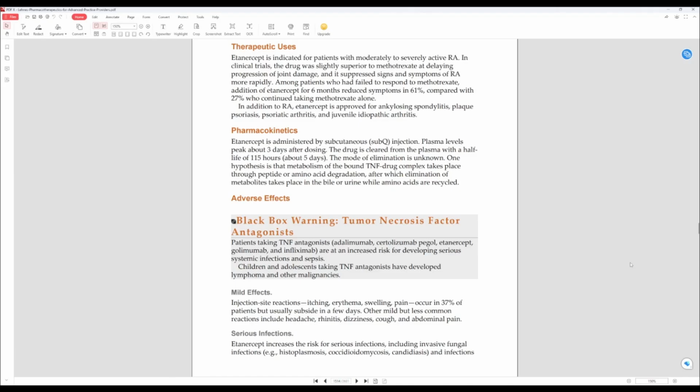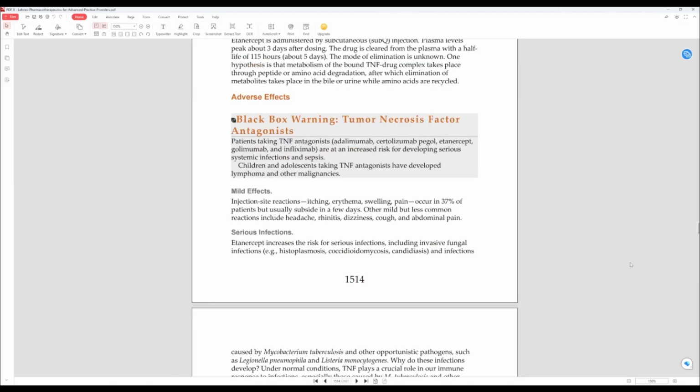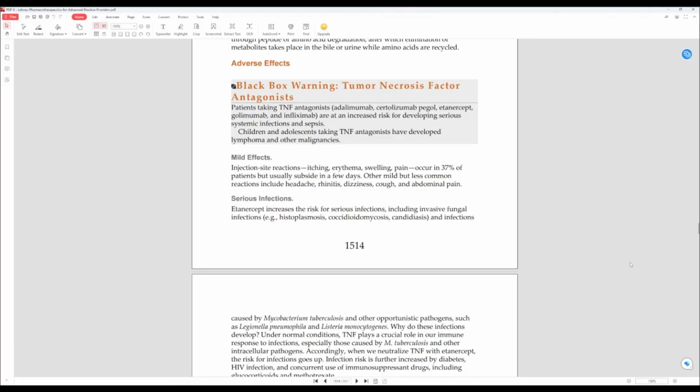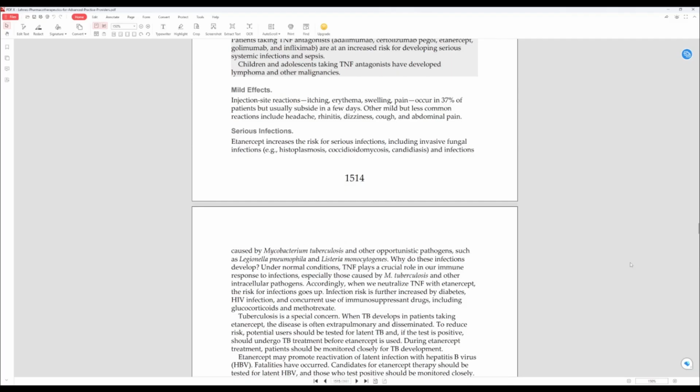So, its adverse effects. Well, it starts off with a big black box warning. Patients taking TNF antagonists are at increased risk for developing serious systemic infections, including sepsis. Children and adolescents taking TNF antagonists have developed lymphoma and other malignancies. But it also has mild effects. Injection site reactions include itching, erythema, swelling, and pain, which occur in 37% of patients but usually subside in a few days. Other mild but less common reactions include headaches, rhinitis, dizziness, cough, and abdominal pain.